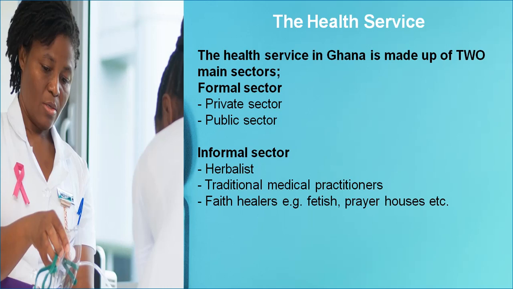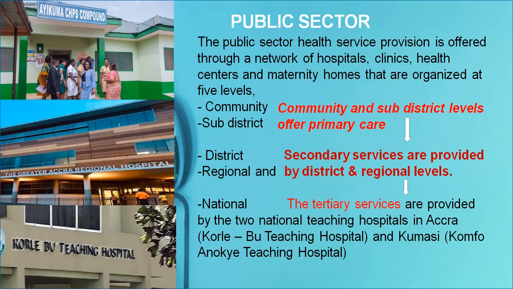the informal sector. The public sector health service provision is offered through a network of hospitals, clinics, health centers, and maternity homes that are organized at five main levels. Okay, so the first level is those who provide primary care, and here is normally the community hospitals or clinic and the sub-district clinics. Okay, so the CHPS compound, you can see in the picture.